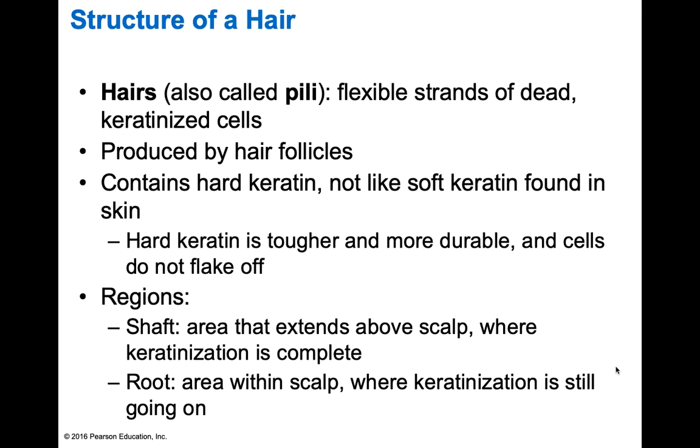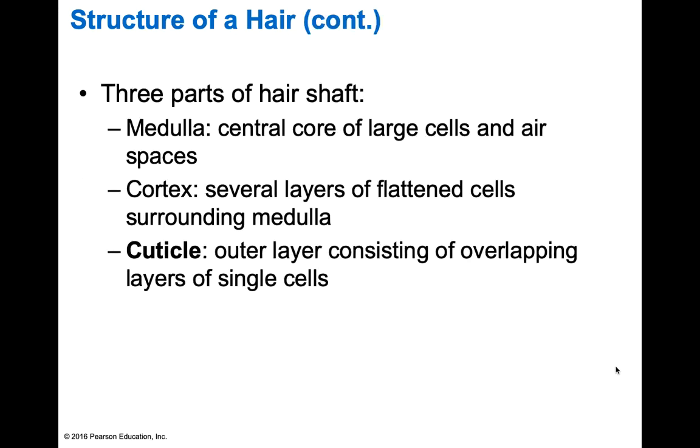The different regions of your hair: you have the shaft and you have the root. The shaft is the area that extends above the scalp where keratinization is complete. And then the root, of course, is the area within the scalp, under the skin surface, where keratinization is still ongoing. We actually have 3 different parts of the hair shaft that we'll talk about: the medulla, the cortex, and the cuticle. The medulla is the central core of large cells and air spaces.